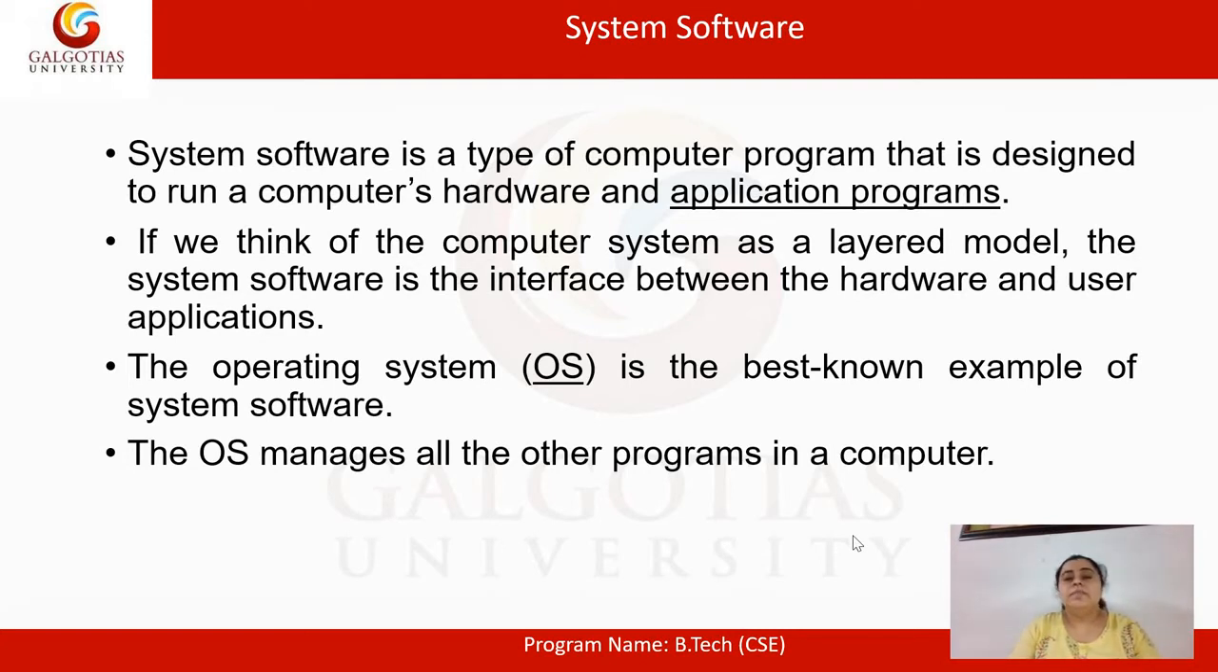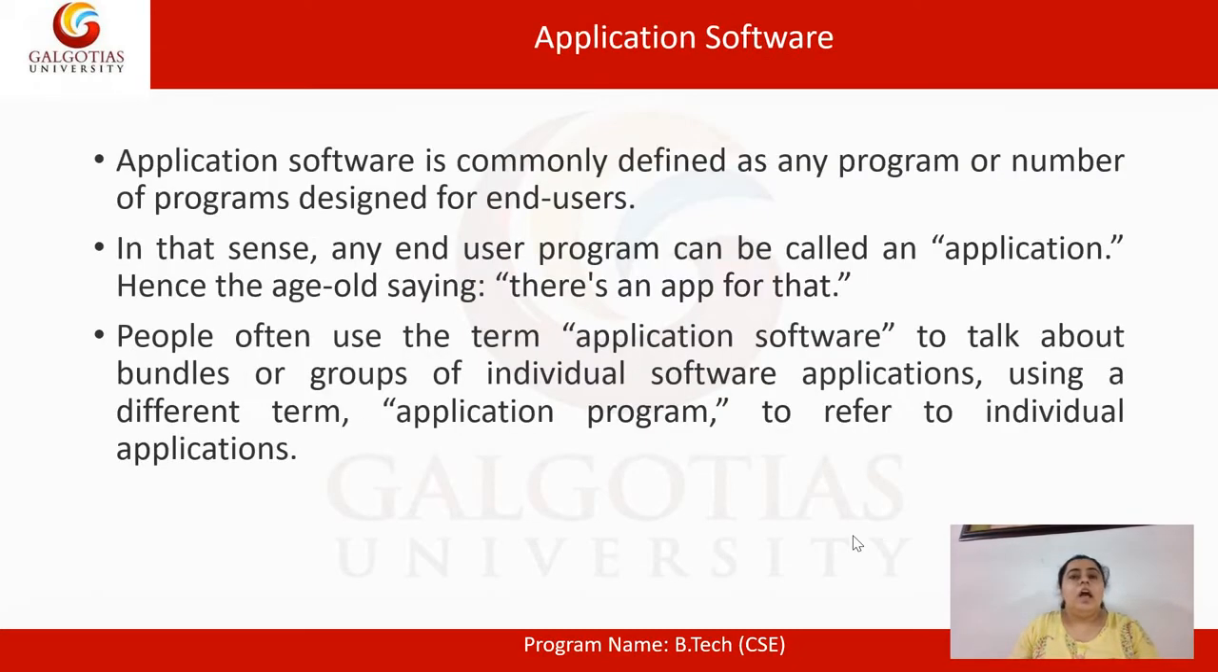The best example of a system software is your operating system. Operating system is the one that manages everything in your computer. Whatever you are doing in your computer, that is being managed by your operating system. The other system softwares are your translators, which we are going to do in the next class. That's your compiler, your interpreter, your assembler. All these are also part of system softwares.